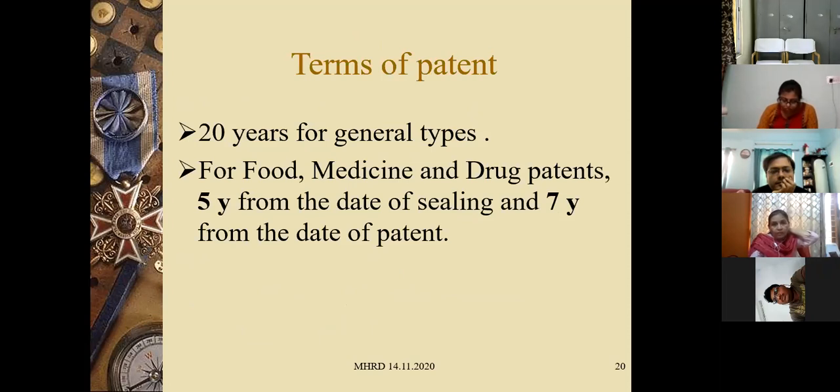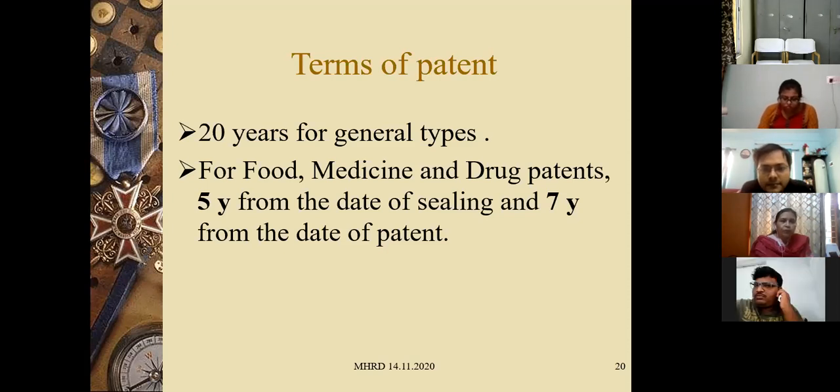Okay, so the term is about 20 years. Like, for how long is it valid? It is 20 years for general type of patents. If they are patents based on some food or medicine and drugs, then they are valid for 5 years from date of sealing and 7 years from the date of patent filing. So it is short term, because again, drugs have to be modified. So a lifelong patent is never given for these kind of life-saving drugs, etc., and medicine.